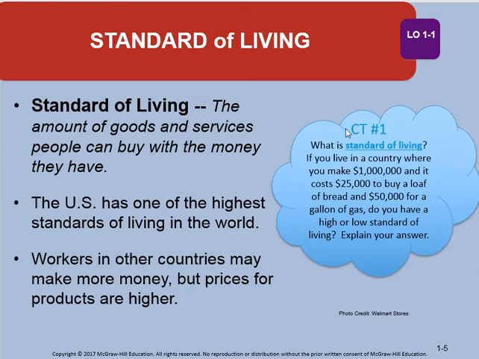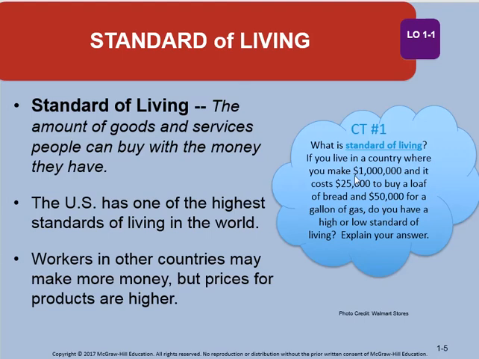So here's the first critical thinking question. What is standard of living? If you live in a country where you make $1 million and it costs $25,000 to buy a loaf of bread and $50,000 for a gallon of gas, do you have a high or low standard of living? Explain your answer. So let's think about it. If it costs $50,000 to buy a gallon of gas, how many gallons of gas can you purchase on $1 million? Well, that's only 20 gallons of gas.